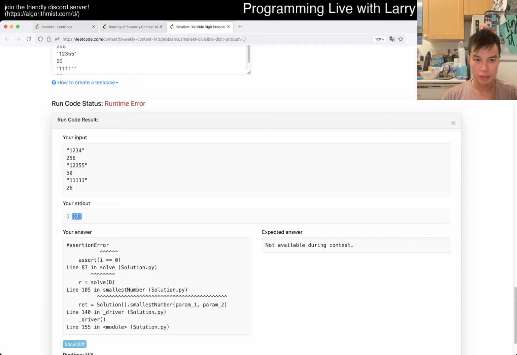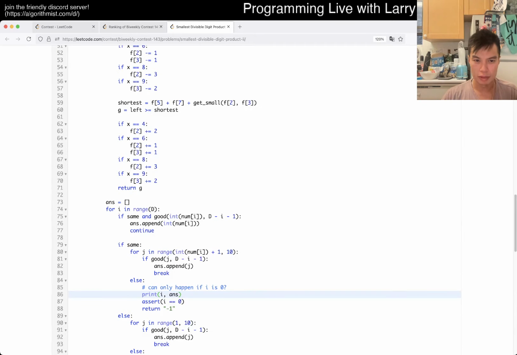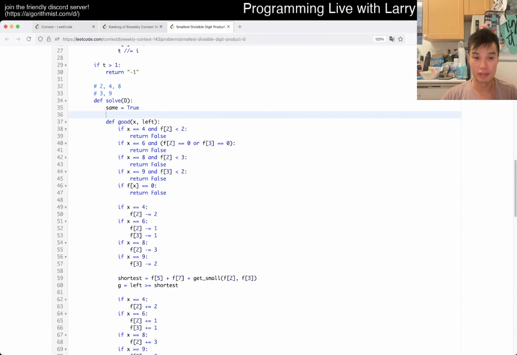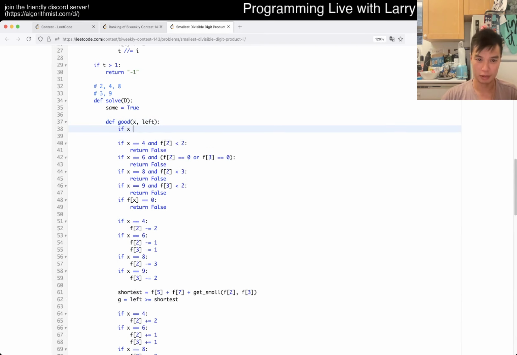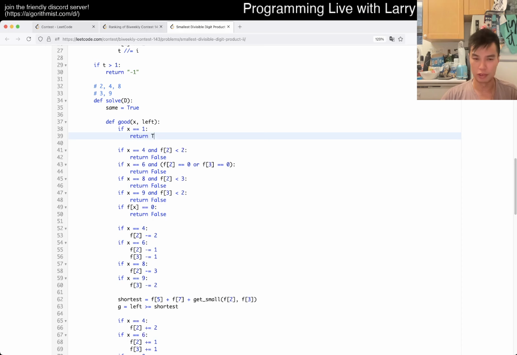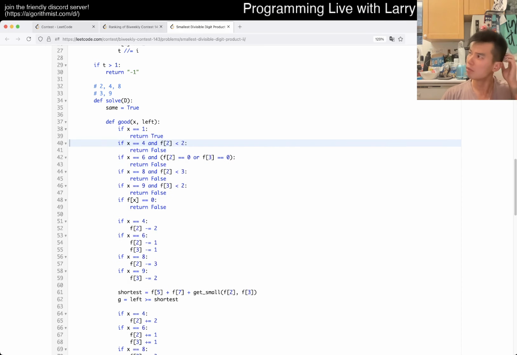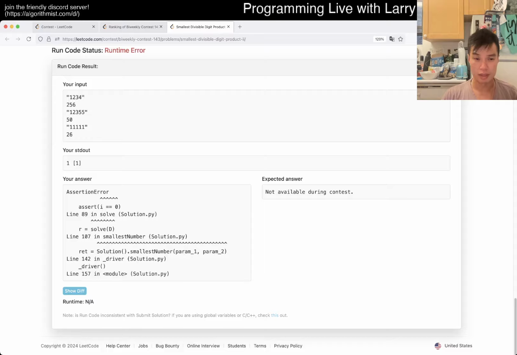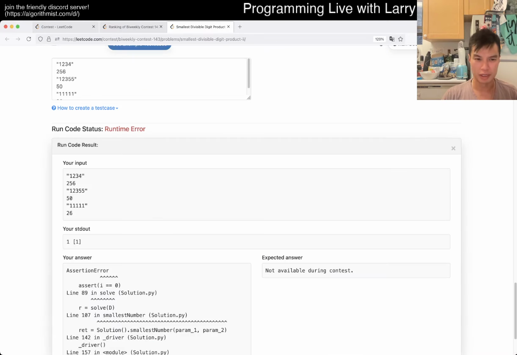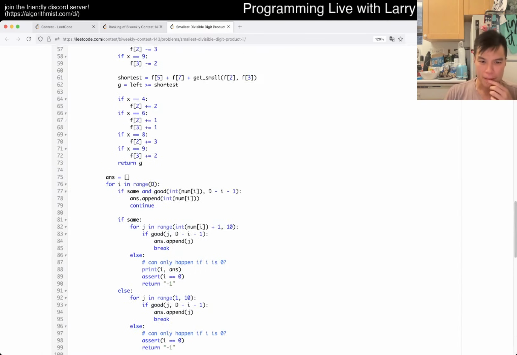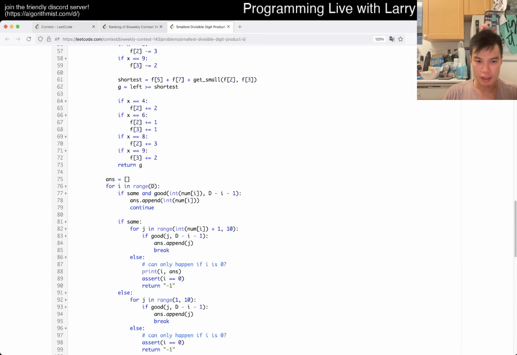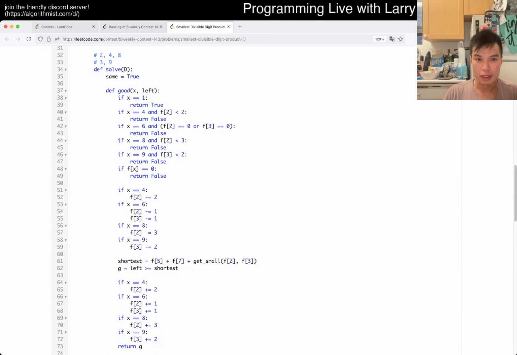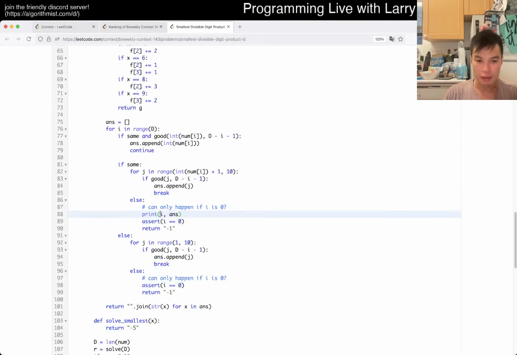Oh, I want to say if x is equal to 1, we always return true because it doesn't change any leaving. Yeah. Okay, that's still well, but okay. So, okay, let's see. I did actually know that, but my nt.